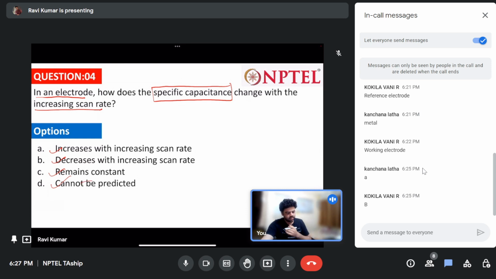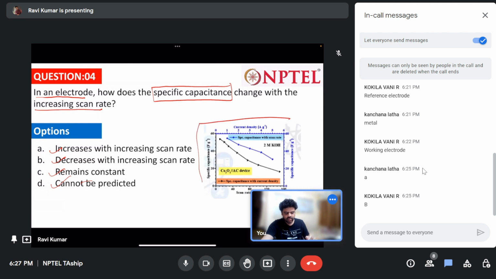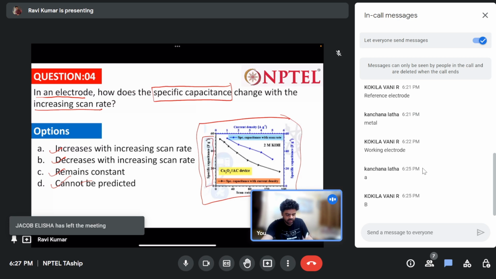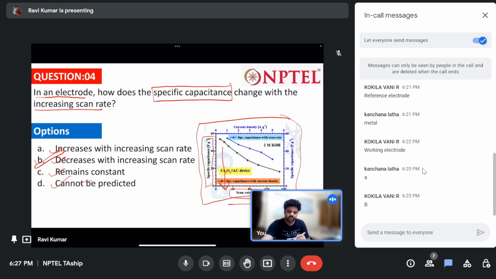How can we see? See, this is a chart. This is the real chart which you obtain during any electrochemical reaction or experiment. This is the specific capacitance on the y-axis, and here the x-axis is the scan rate. So with an increase in the scan rate, the specific capacitance is decreasing. So yes, B is the correct answer. Kokila is right. It will decrease. Let's move to the next question.